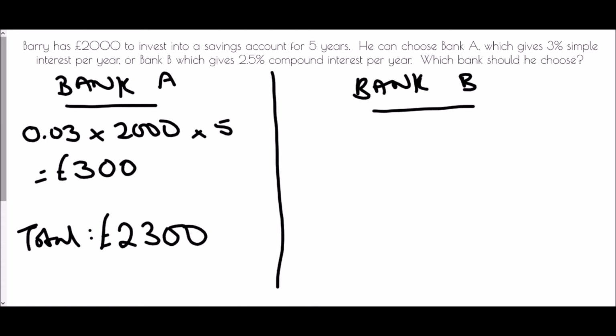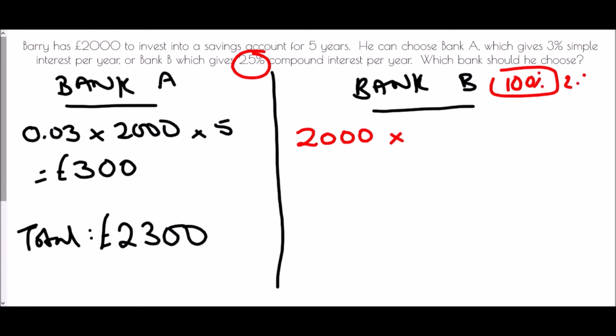With Bank B, it is compound interest. And therefore, we take his original investment and we multiply it by the multiplier. It is 2.5% added on. So he had 100%, and then we added an extra 2.5%, and so that is 102.5%. Now, if I want to write that as a multiplier, I divide it by 100 to make it a decimal, which would be 1.025. It's then going to be raised to the number of years that he has the investment. So it's going to be for 5 years, so we raise to the power of 5.